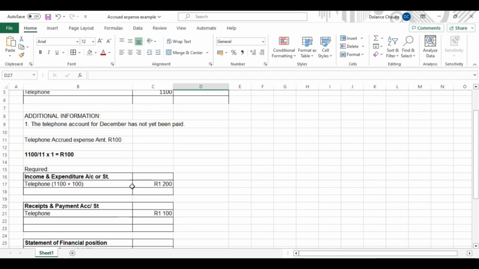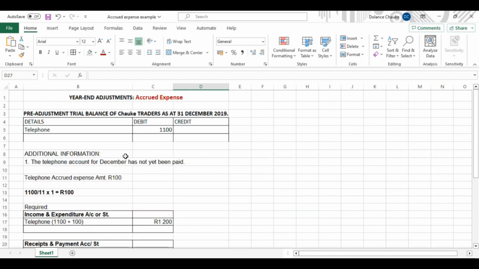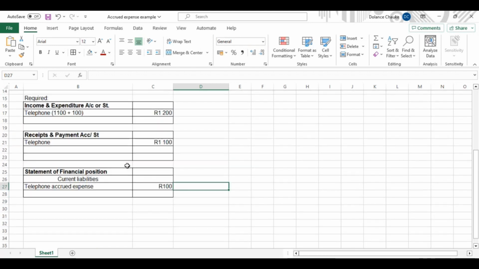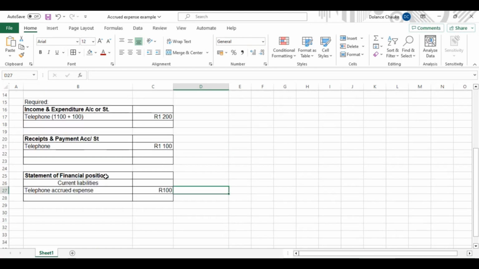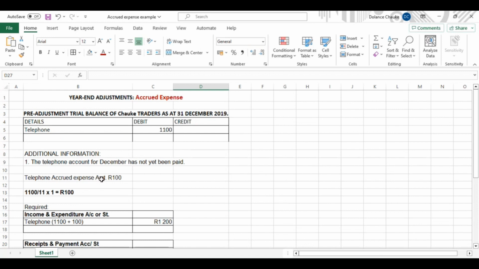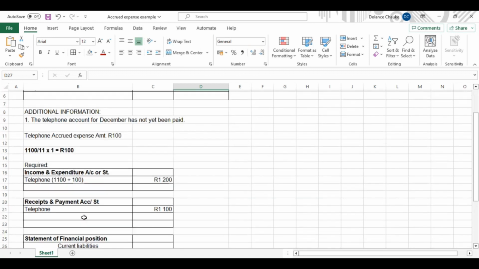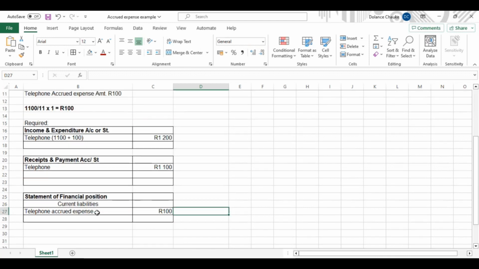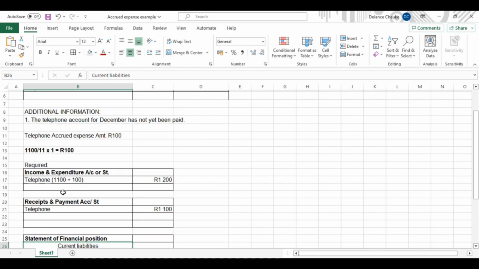And then that's all for today. I just wanted to indicate to you that this is how you classify or adjust. Most of the time you'll be required to adjust this in the statement of income and expenditure or account, or maybe in the receipts and payments statement or account, and then also in the statement of financial position. So you need to know all of this. That is all for today.